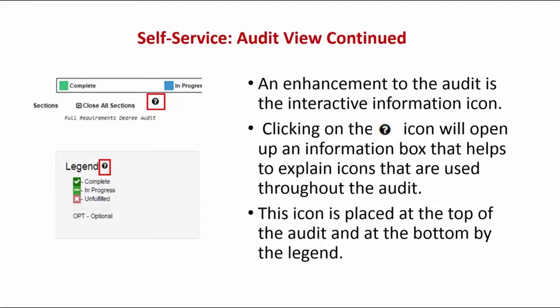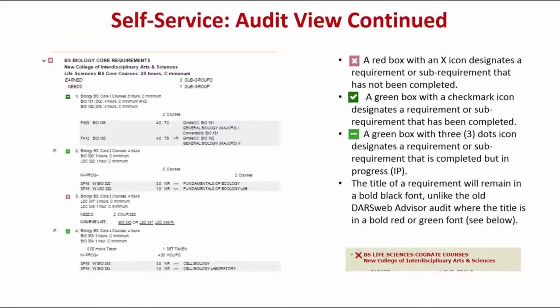A green box with a 3-dot icon designates a sub-requirement that is in progress. The title of the requirement will remain in a black bold font rather than a green or red bold font that is in the old DARS Web Advisor audit.